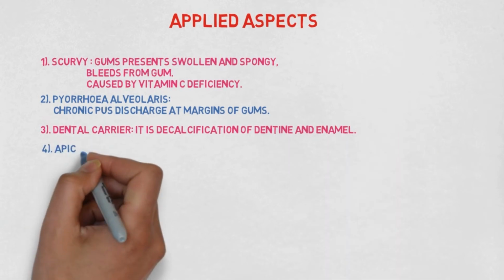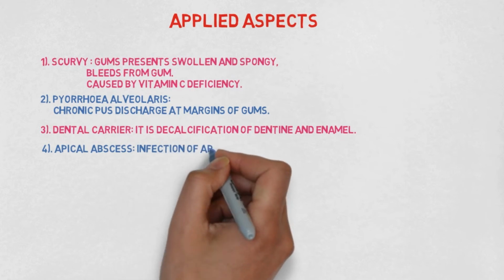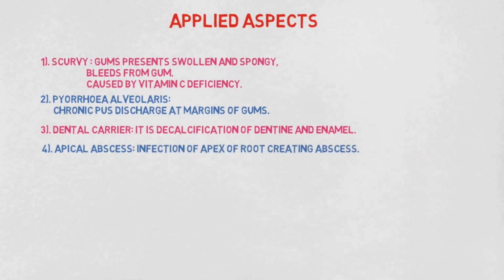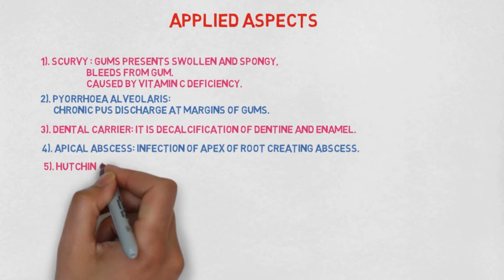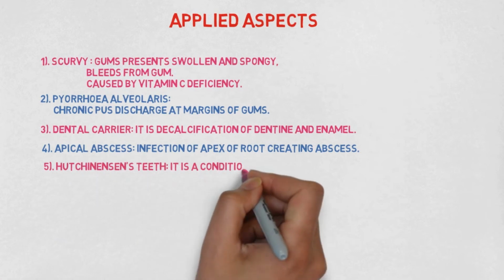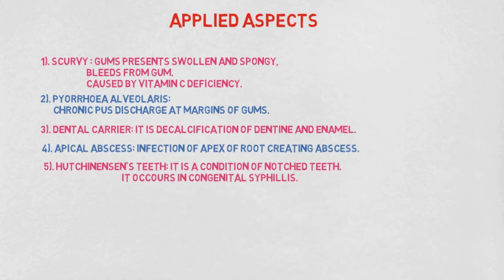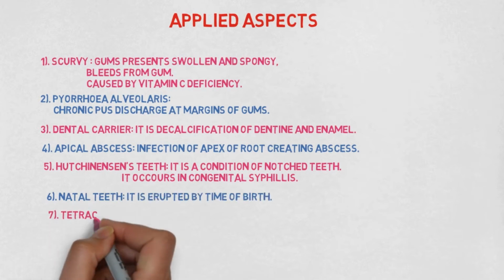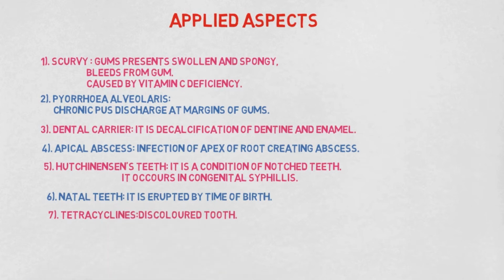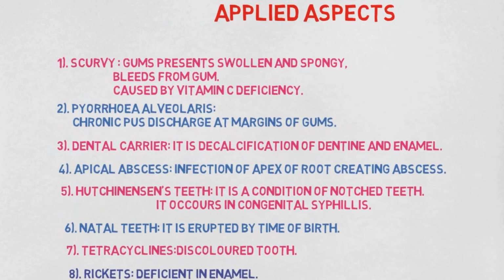Number 3, we have dental caries. It is the decalcification of dentine and enamel. Number 4, we have apical abscess, which is an infection of the apex of the root creating an abscess. Number 5, we have Hutchinson's teeth. It is a condition of notched teeth that occurs in congenital syphilis. Number 6, we have natal teeth, which are erupted by the time of birth. Number 7, we have tetracyclines, which cause discolored teeth, and lastly rickets. We can see deficiency of enamel in rickets.